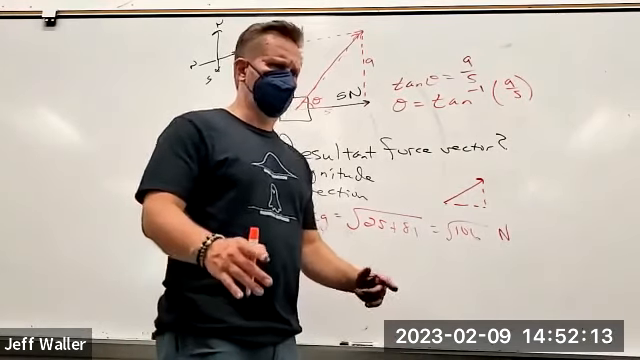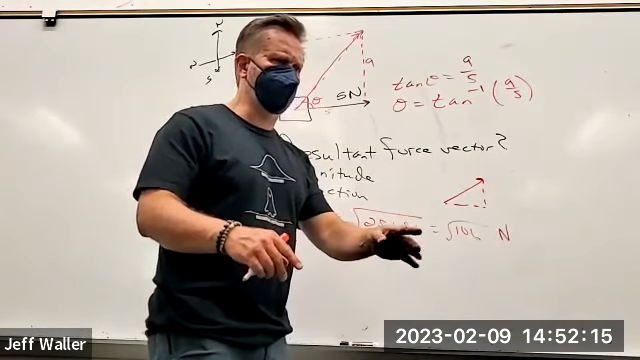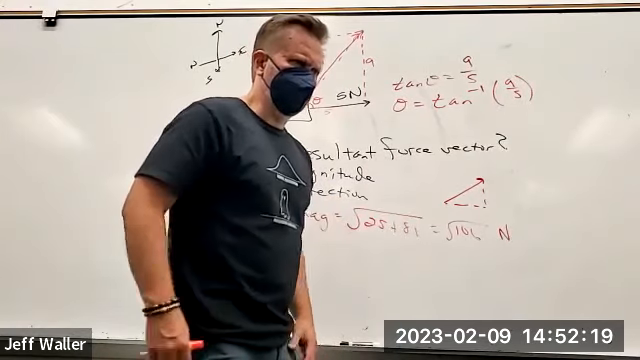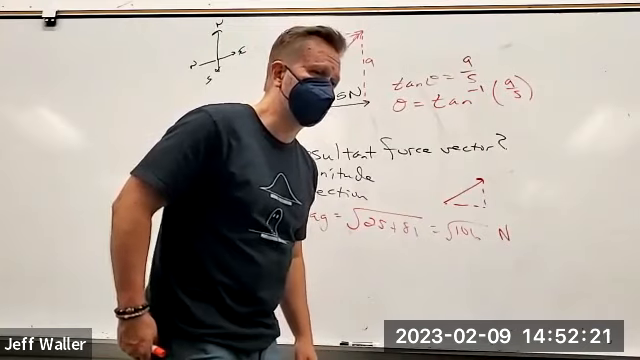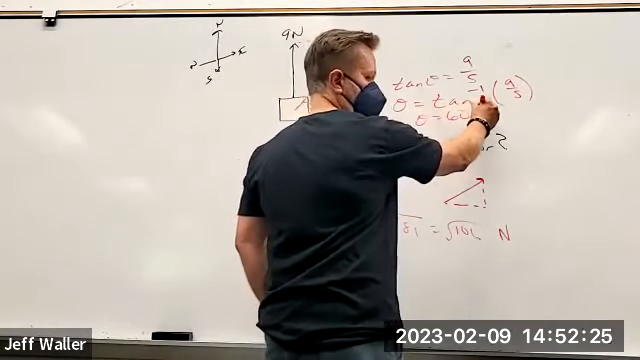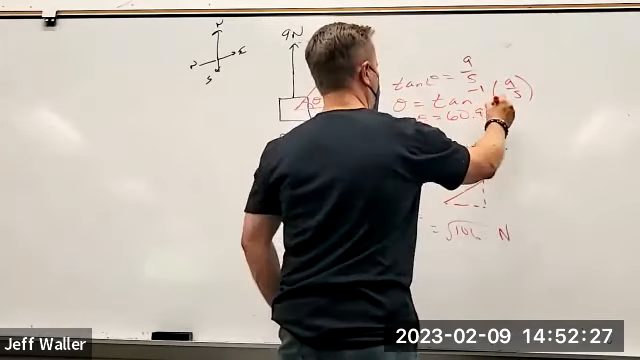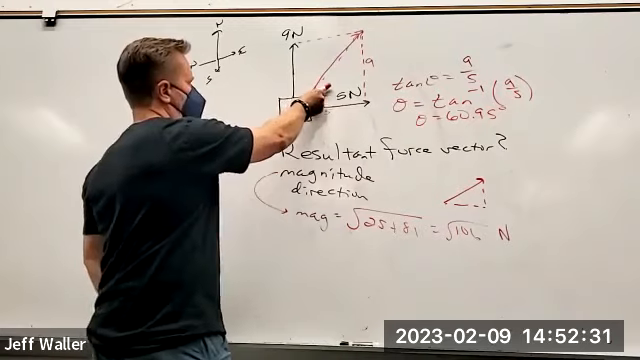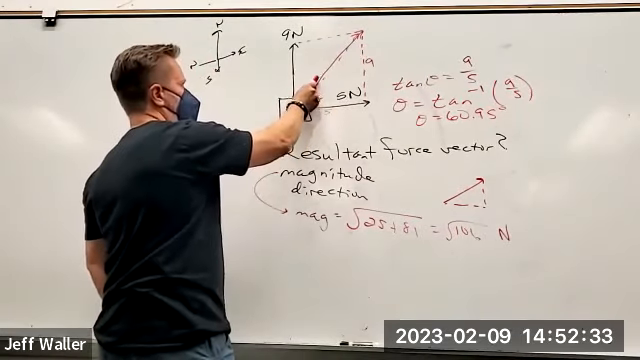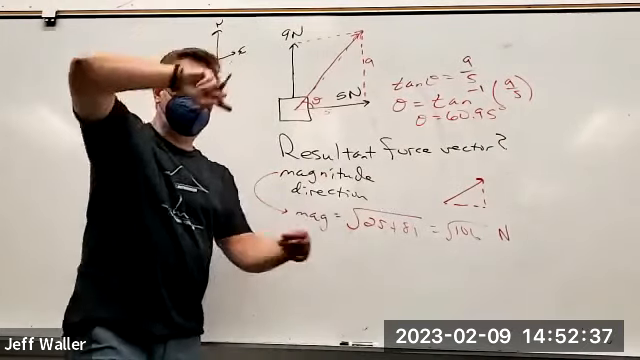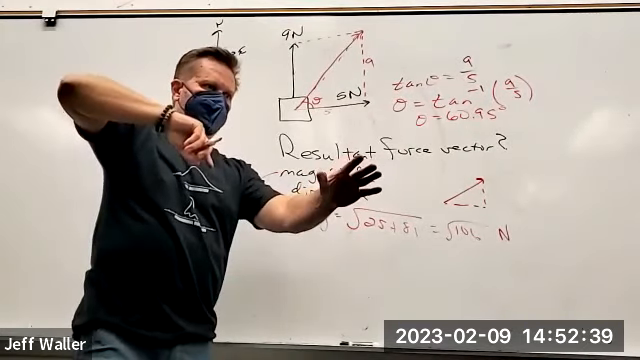Anybody? Somebody out there's got a calculator with inverse trigonometry on it, I believe. 60.95 roughly. I like it, which makes sense because it's definitely going to be more than 45 degrees. So 60.9, that makes sense. It's going to be more north than east, like somebody said earlier.